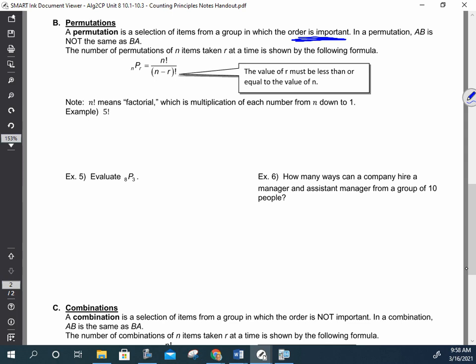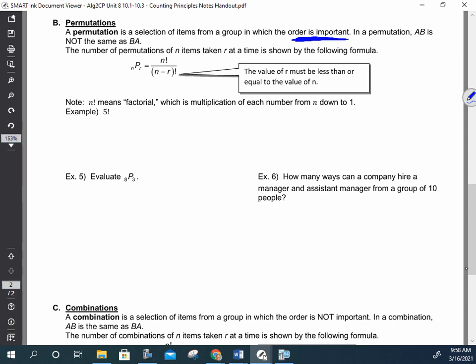So, for example, if 3 people are running a race, that means one person's going to finish first, one person's going to finish second, one person's going to finish third. The person who finishes first can't finish second because they already finished first. The person that finishes second can't finish third. Since there's only 3 people, the last person has to be third. They don't have a choice. So permutation is when the order is important. Order matters. So to solve it, we use a formula.